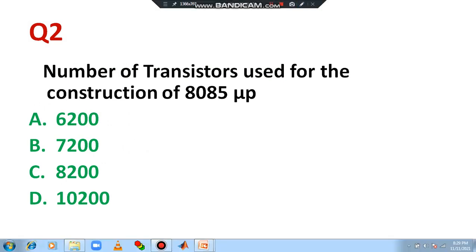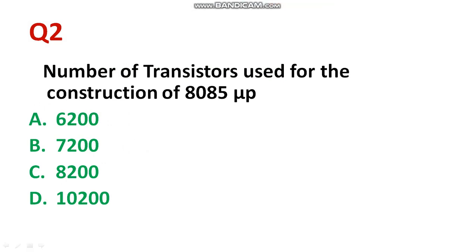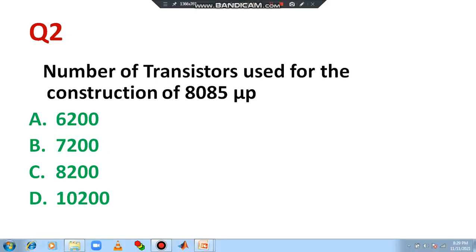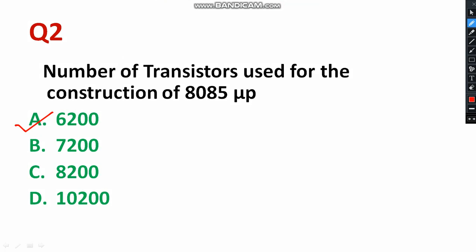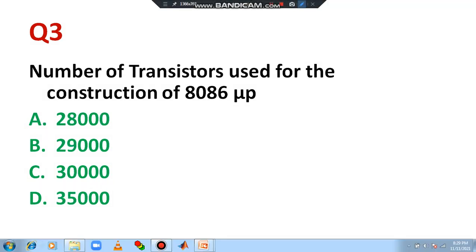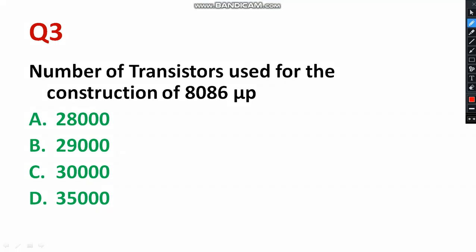Let me discuss the another question. The total number of transistors used for the construction of 8085 microprocessor, which is the right answer? I should go for option A. Option A is the correct answer. Please select the first option, 6200 transistors. Third question, you might have heard about 8086 microprocessor. How many transistors are used for the construction of 8086 microprocessor? There are 29,000 transistors used for the construction of 8086 microprocessor. Please select option B.